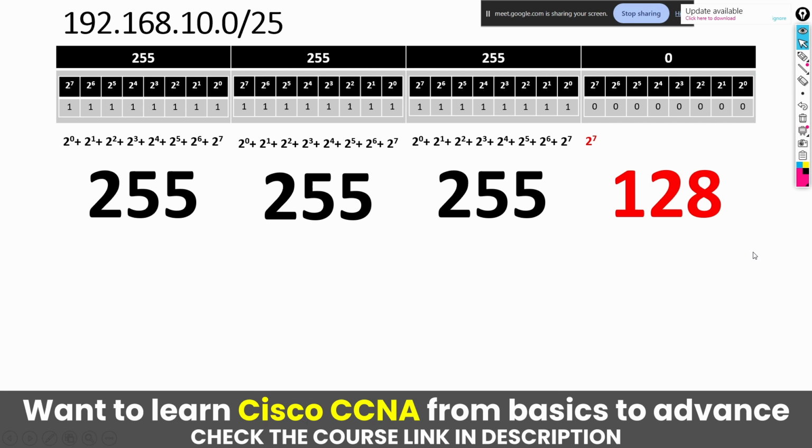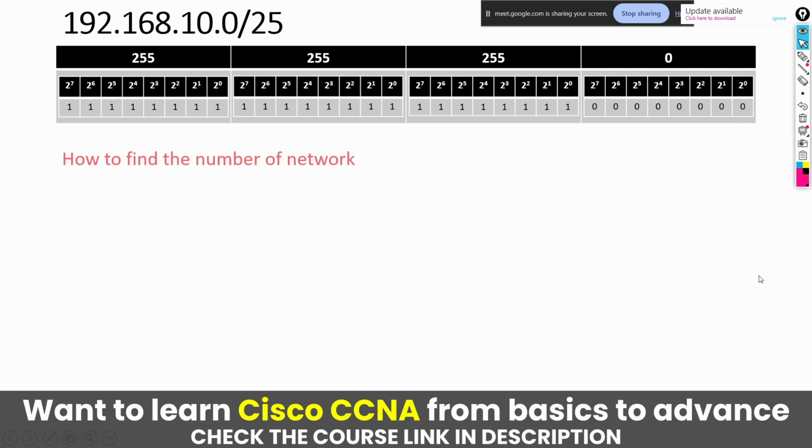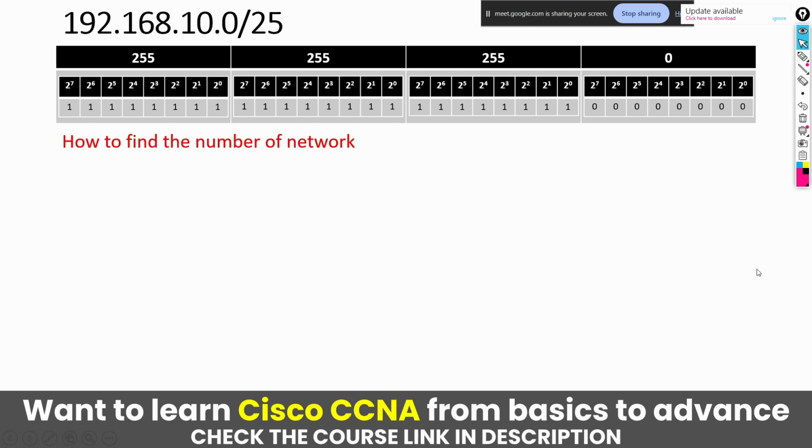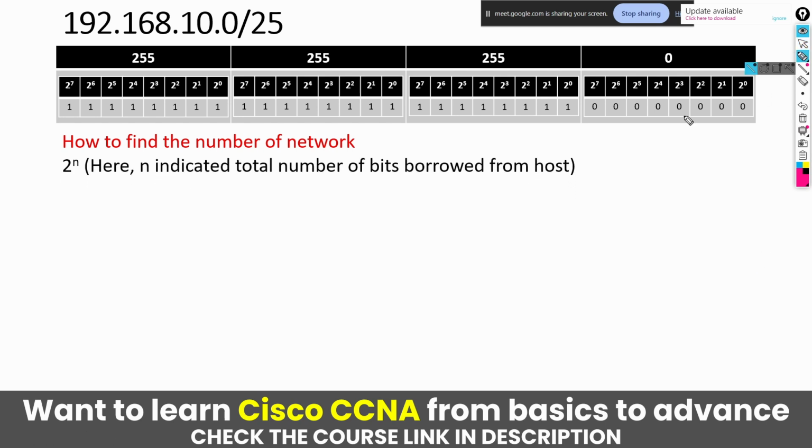Next, how to find the number of networks. There is a formula: 2 to the power n, where n indicates the total number of bits borrowed from the host. Now tell me, how many bits have we borrowed from the host? Only one bit. So according to the formula, 2 to the power 1. That is equal to 2. So we are getting 2 networks.